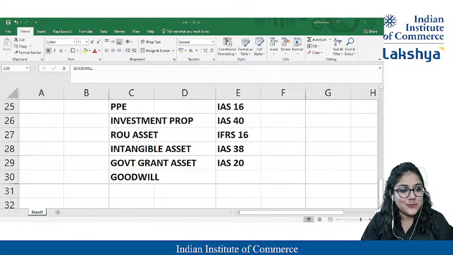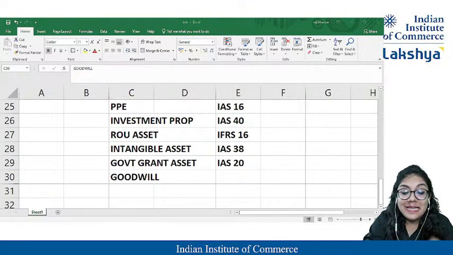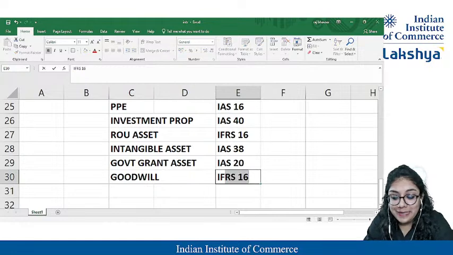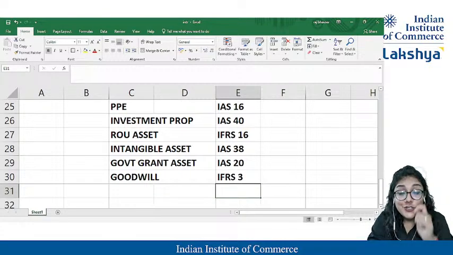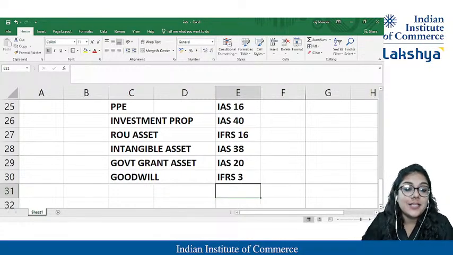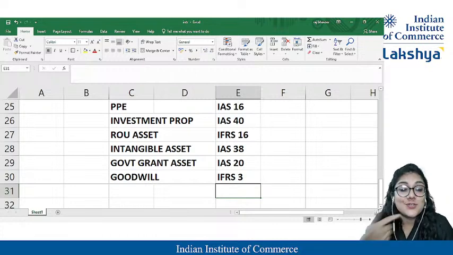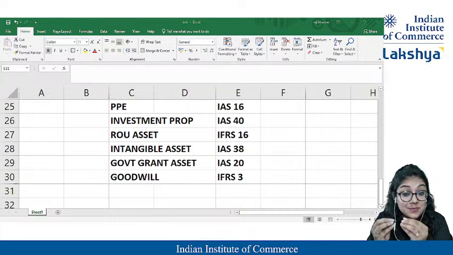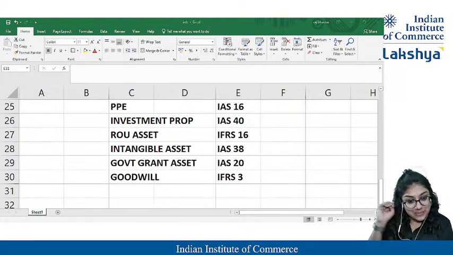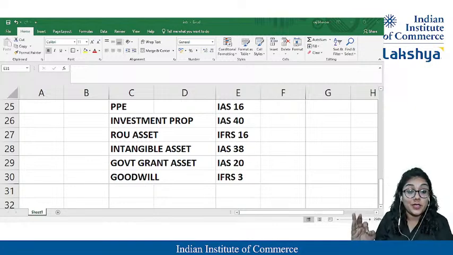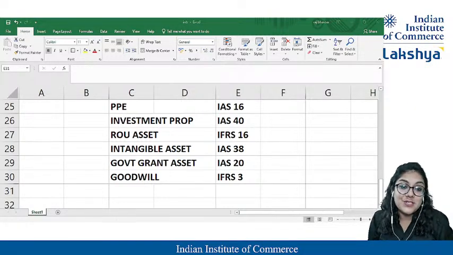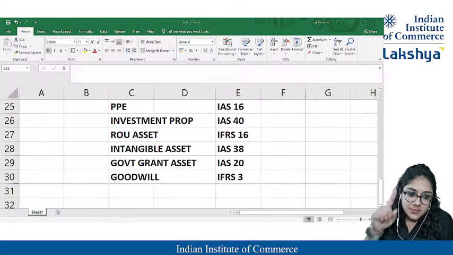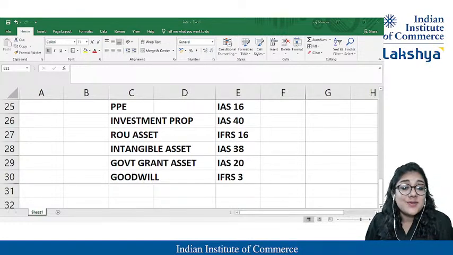So what am I supposed to do? For that, we have a standard, IFRS 3. International Financial Reporting Standard 3 talks about business combination. What is business combination? This is what we are going to learn, because in the revisionary class we are going to cover the most important concept which the students feel, ma'am, has changed. What is it?